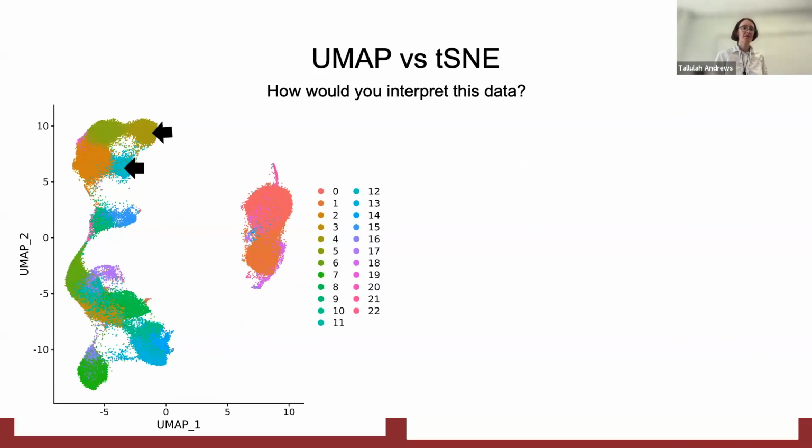Here's another example. Here's a UMAP of a data set on the left. I want you to look at those two clusters, in sort of cyan and, I don't know, mustard yellow, with the black arrows at them. Would you conclude that those two clusters of cells are similar to each other based on this plot? Just look at blue and mustard, the two with the black arrows pointing at them. Do you think those two clusters are similar to each other based on this plot?